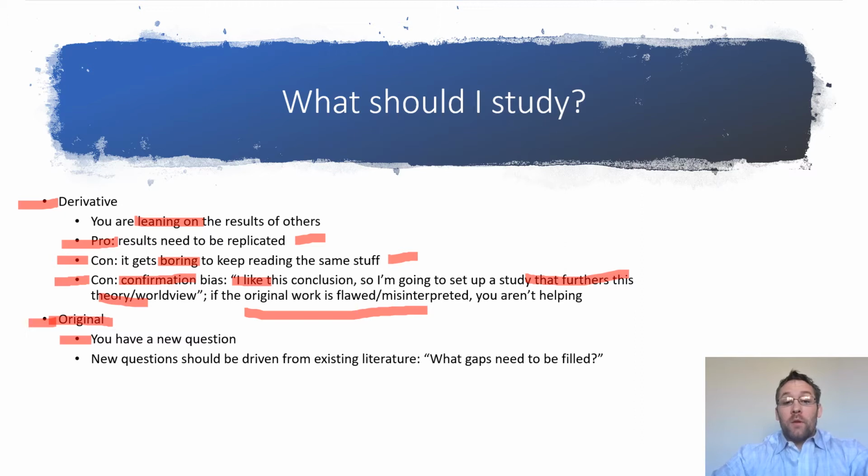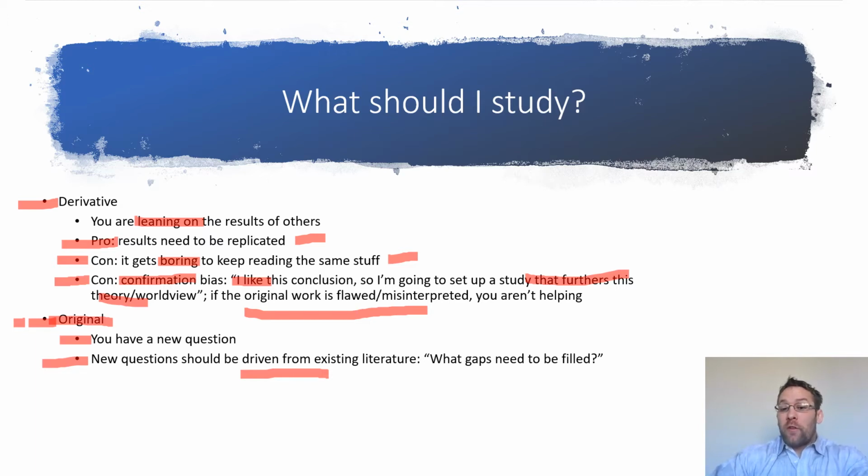All right, so original research, your new questions should be driven from existing literature. So what you do is you go through all of the research. We've talked about this with literature reviews. You go through all the research that currently exists on your topic. So let's say it's parent-child communication, and then you say, okay, but nobody's done any research with regard to parent-child communication via text message, right? Nobody's doing a lot of research with regard to parent-child communication through new social media apps.